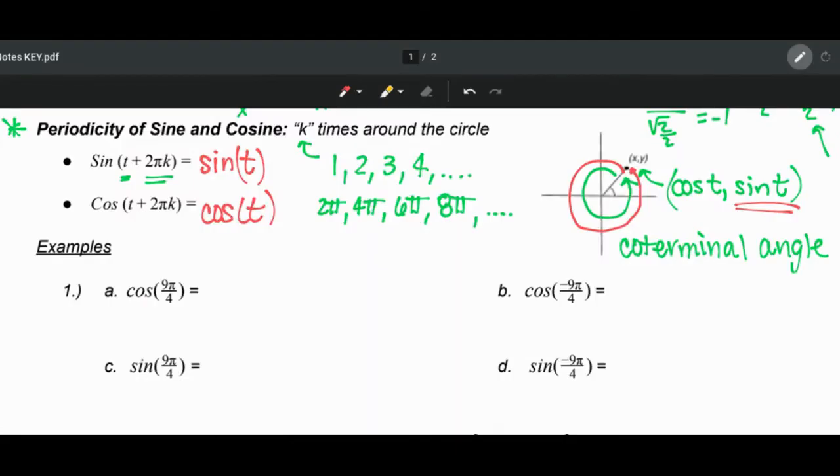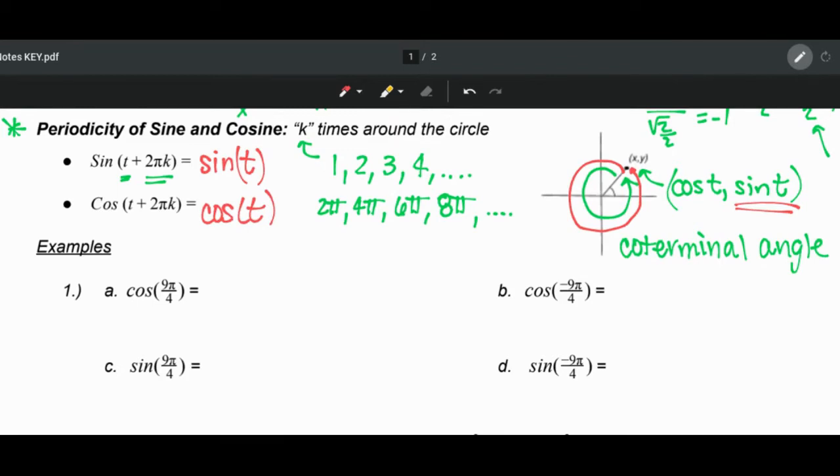For the periodicity of sine and cosine formulas, we do know that if we rotate around the unit circle k amount of times, that adds 2 pi to the angle, but that does not change the sine or cosine of that particular angle. And so that's where those formulas come from.